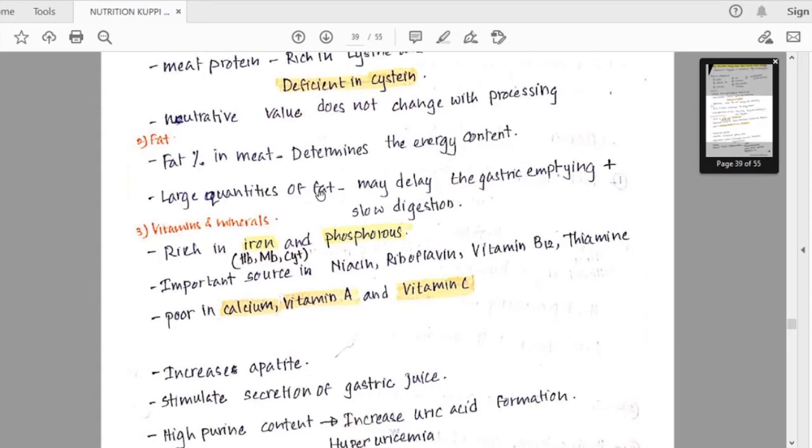The fat percentage in meat determines the energy content, because most of the energy is obtained from fat. Large quantities of fat may delay gastric emptying and slow down digestion. So you feel fuller for a long time if you eat meat, because gastric emptying is reduced.